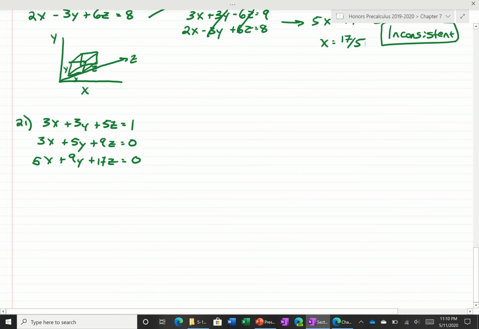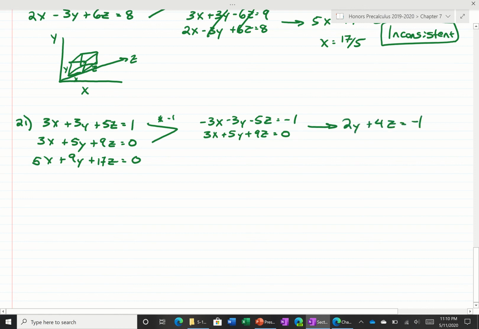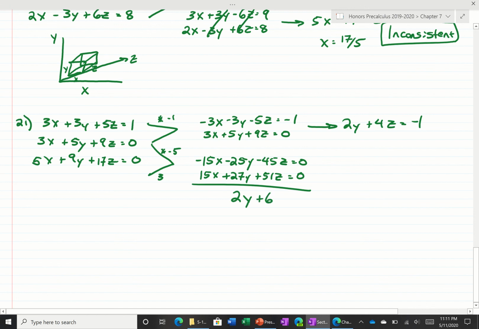All right, and let's do our last problem. It looks like we could easily eliminate the x's. If I multiply the top equation by -1, we get 2y plus 4z is equal to -1. And then for these last two, I can multiply the top equation by -5 and the bottom equation by 3. And that would be -15x minus 25y minus 45z is equal to 0. And 15x plus 27y, 17 times 3, it's 51. Gives us 2y plus 6z is equal to 0.